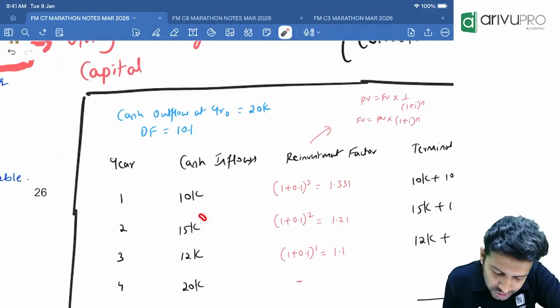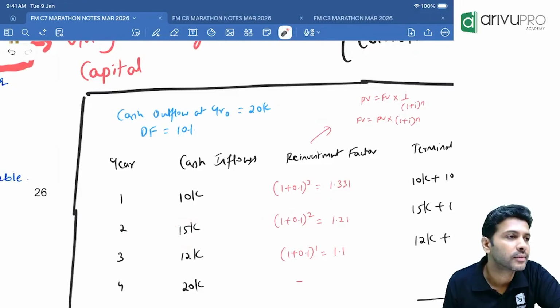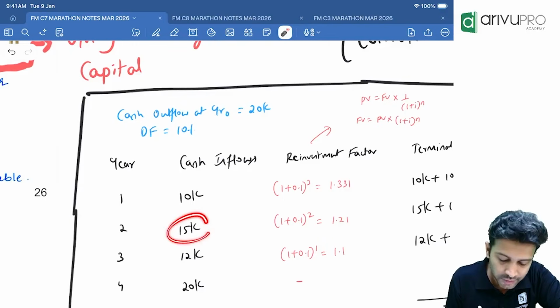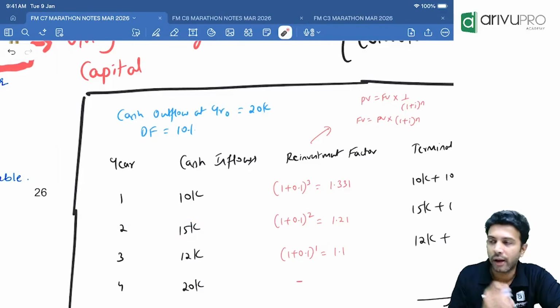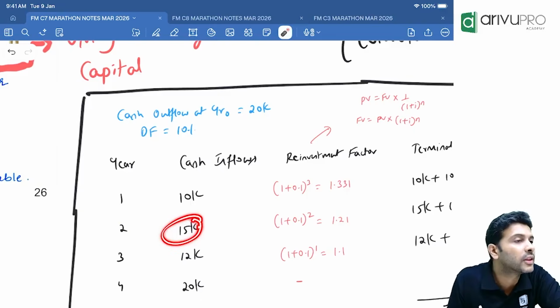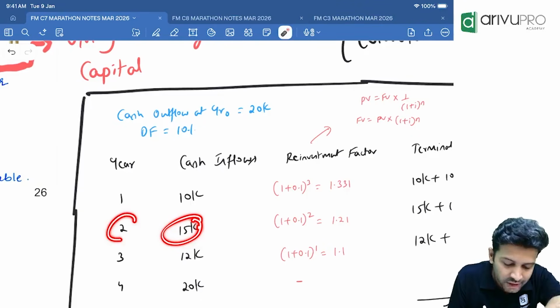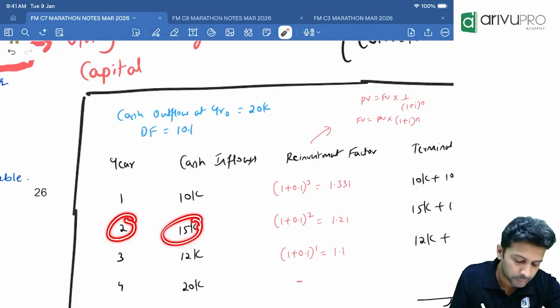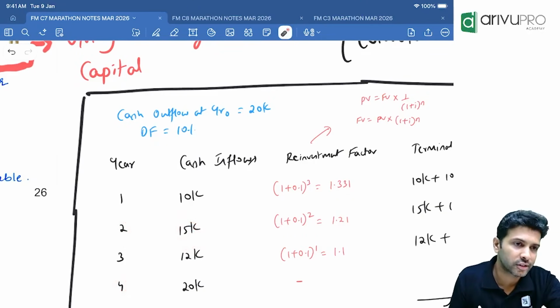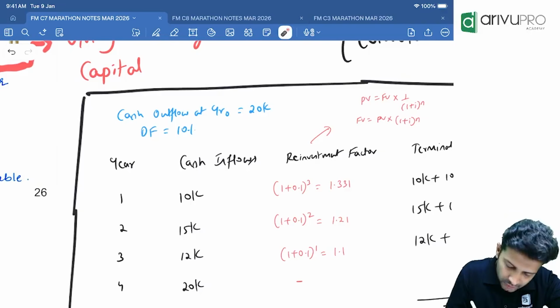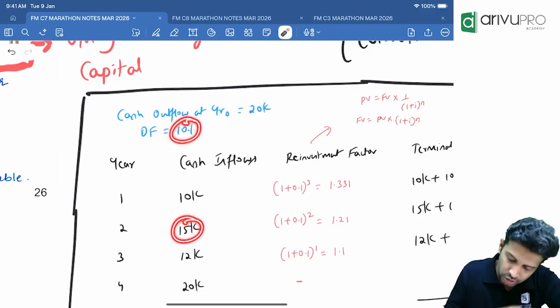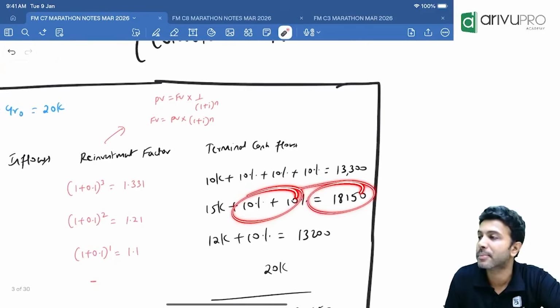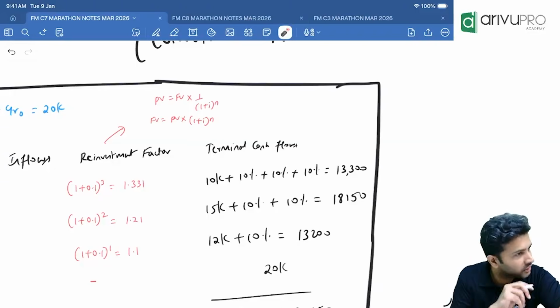Now this 15,000, when did we get it? End of 2nd year. Now, how many years can you invest this 15,000? You got this at the end of 2 years. 2 years is already over. Project will end at the end of 4th year. So how many years can you invest? 2 more years. So how much will be the value? 15,000 plus 10% plus 10%. How much? 18,150. This is the simple method.